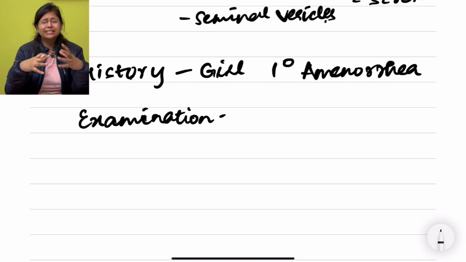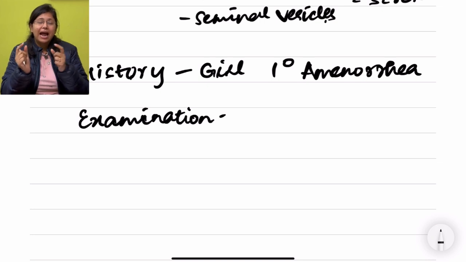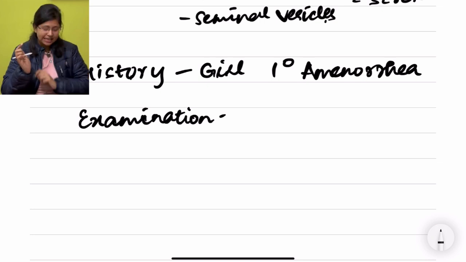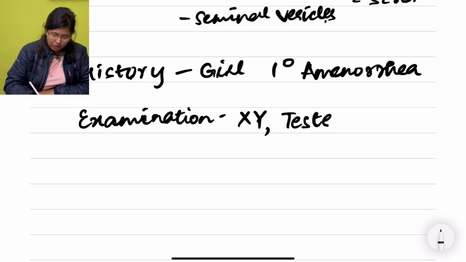You will have to look at the secondary sexual characters. You'll have to look at the external genitalia. But one hint that they're definitely going to give you in the question is something that hints that this is an XY, and this XY means there is formation of testes. So right away in the question, either they will give you that this child is XY, or they will tell you that on imaging, you found testes.